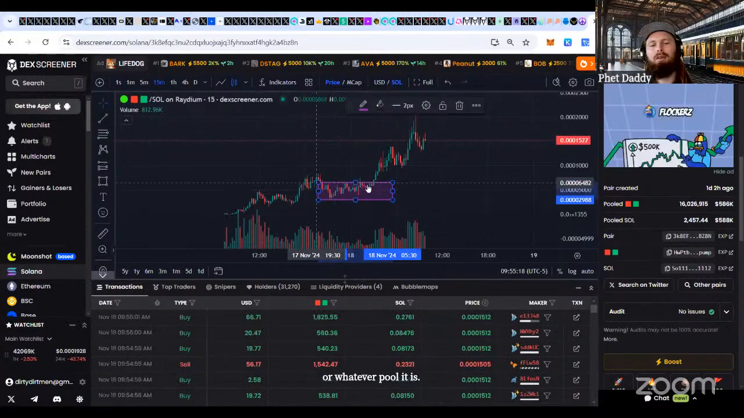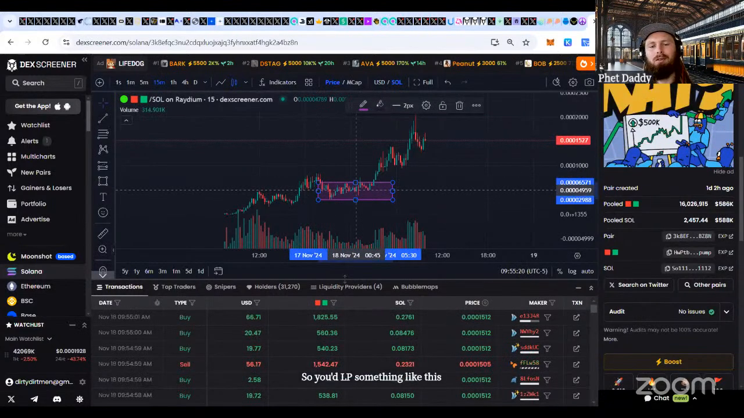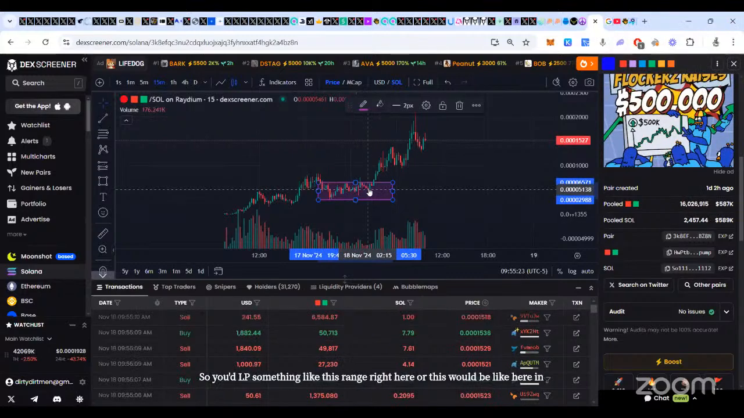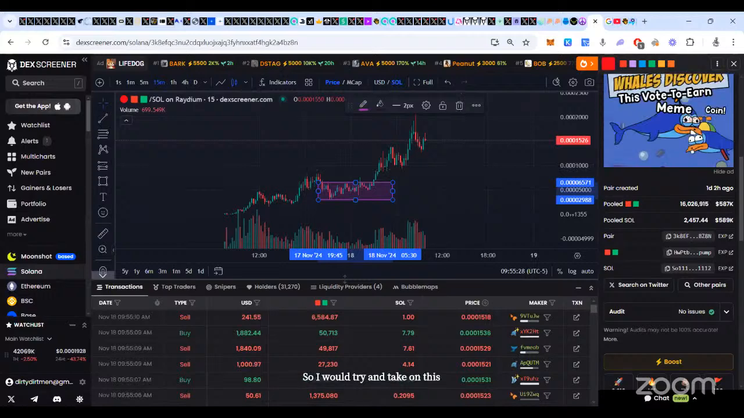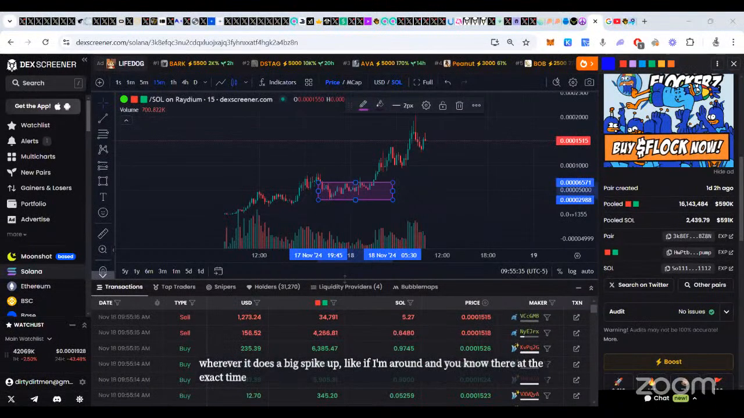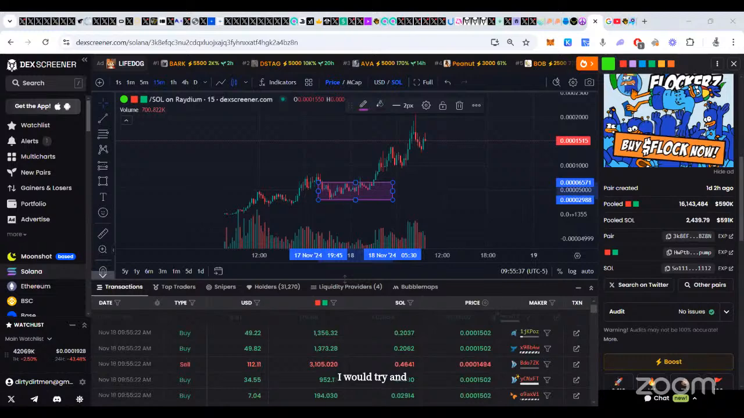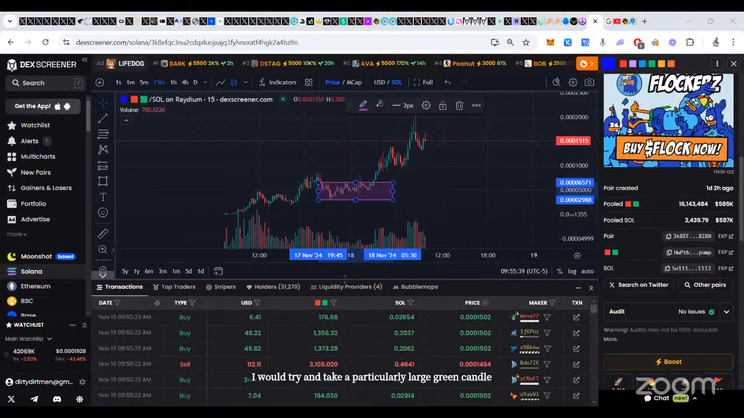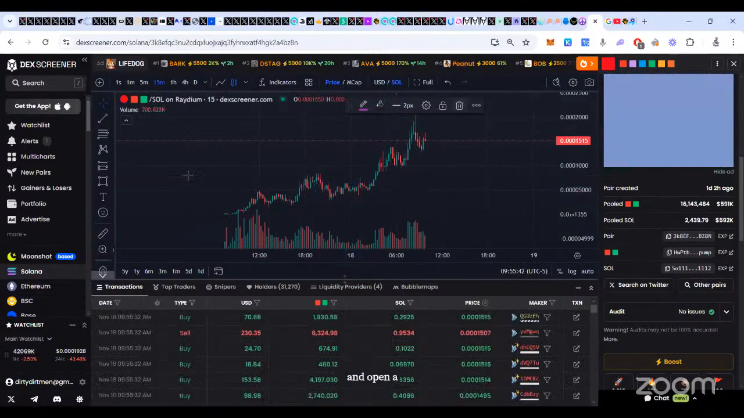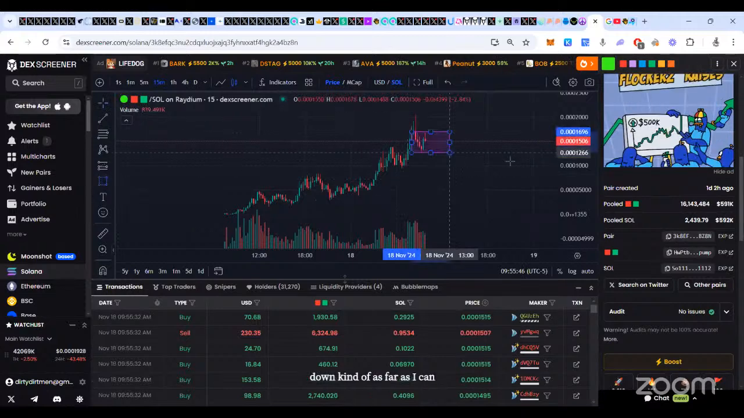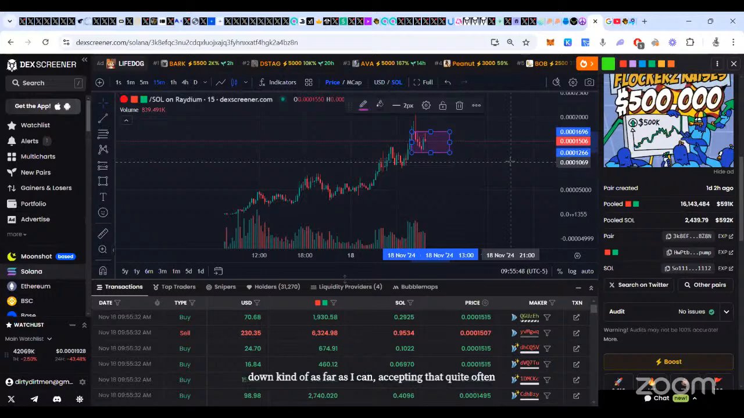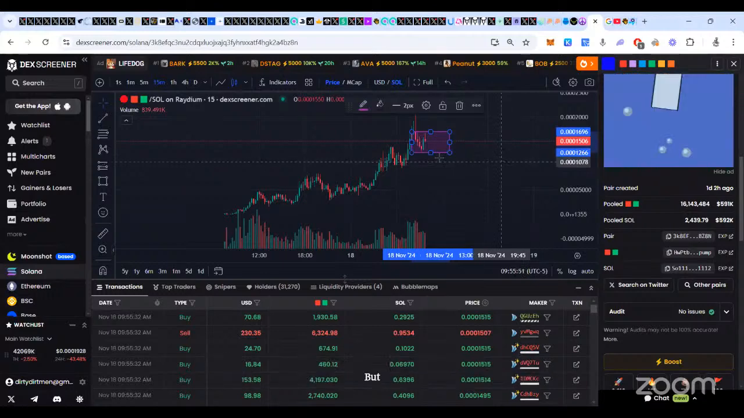So you'd LP something like this range right here? No, so intentionally, I would try and take on this one wherever it does a big spike up. If I'm around at the exact time, I would try and take a particularly large green candle and open a single-sided SOL down, as far as I can, accepting that quite often it'll carry on going up, but I haven't lost anything in that case.